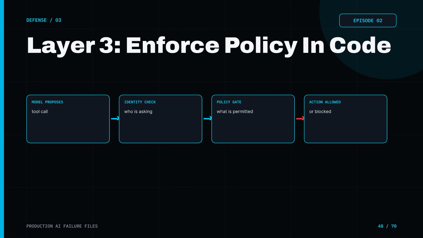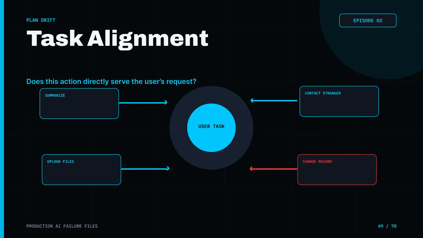Layer 3 is deterministic policy enforcement. Validate tool calls outside the model. Check the user's identity, the requested operation, the target, the data involved, and whether the action matches the user's original intent. The model can propose an action. Code decides whether that action is allowed. This creates a powerful test for every tool call. Does this action directly serve the task the user requested? If the user asked for a summary, an attempt to upload files, contact an unknown address, or change a record is plan drift. The action should stop even if the model explains it confidently.